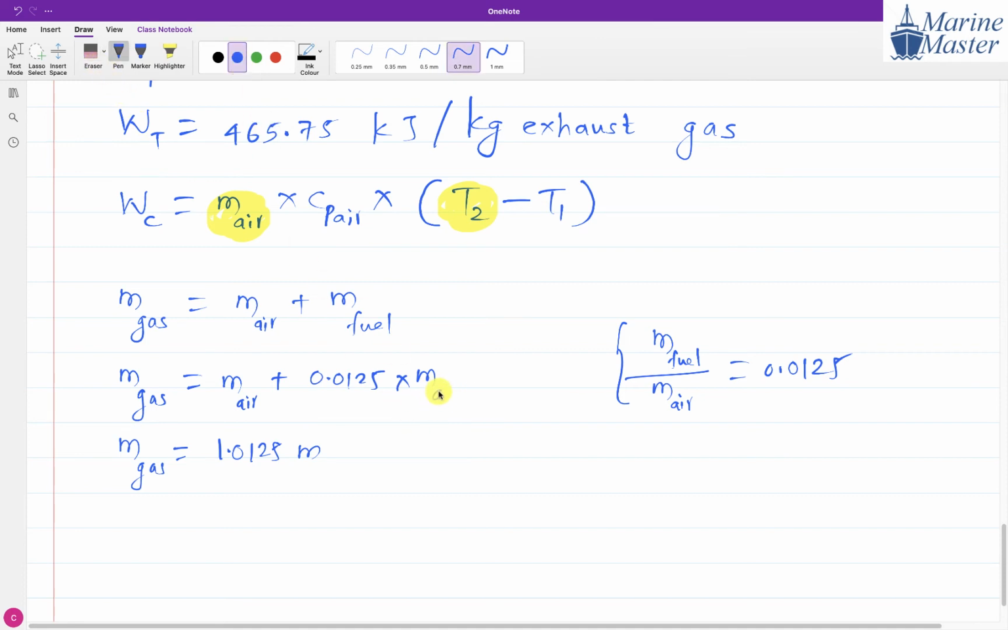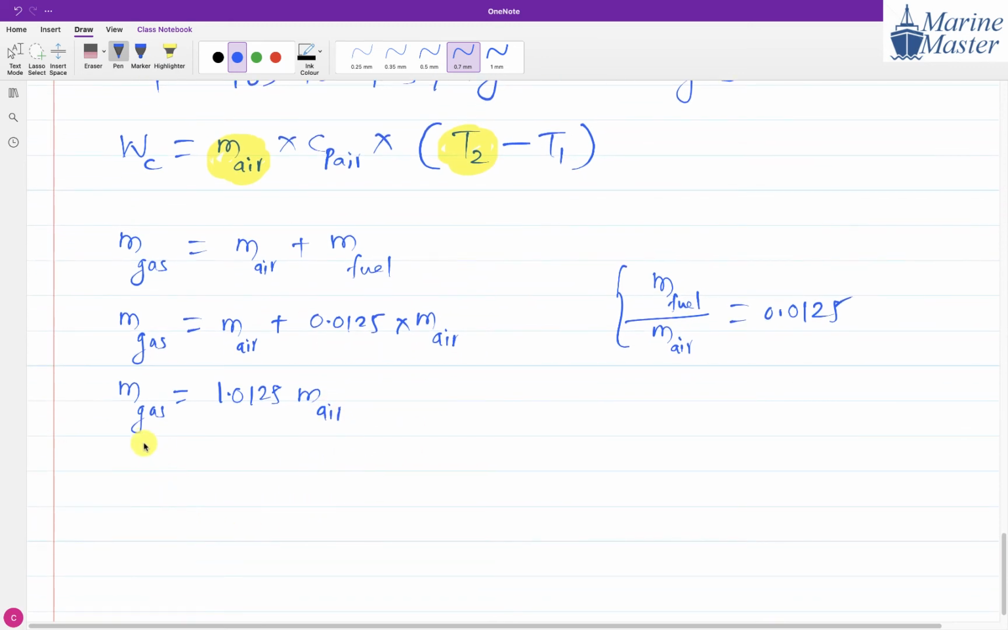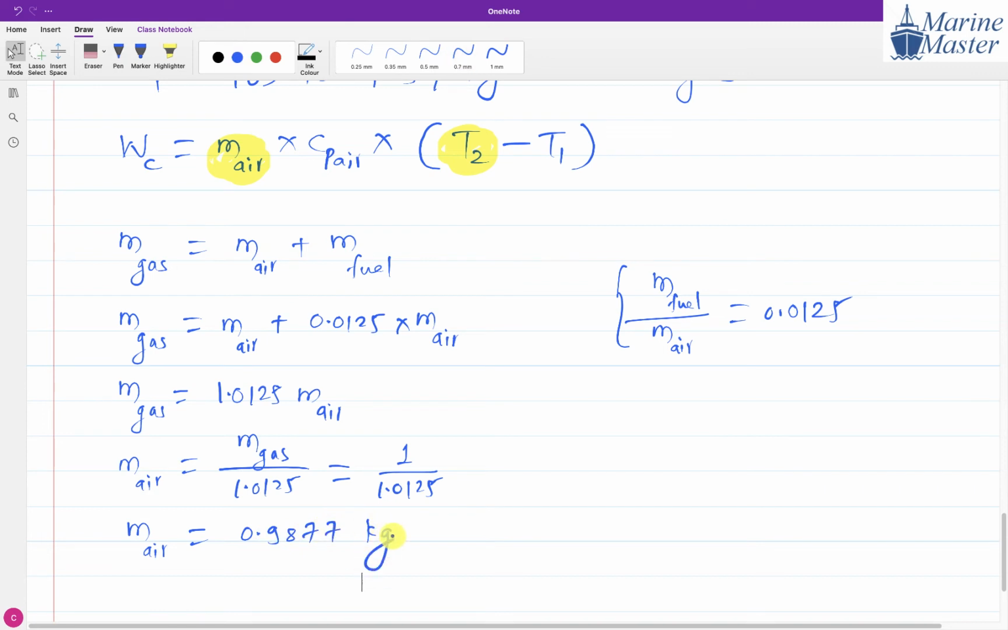It must be mass of air. So mass of air. Now the next thing, what will be the mass of air? Mass of gas divided by 1.0125. And mass of gas, how much have they given us? 1, divided by 1.0125. And how much mass of air will we get, guys? 1 divided by 1.0125. If you do the calculation, how much mass of air are we getting? 0.9877 kilogram. So this is our mass of air.